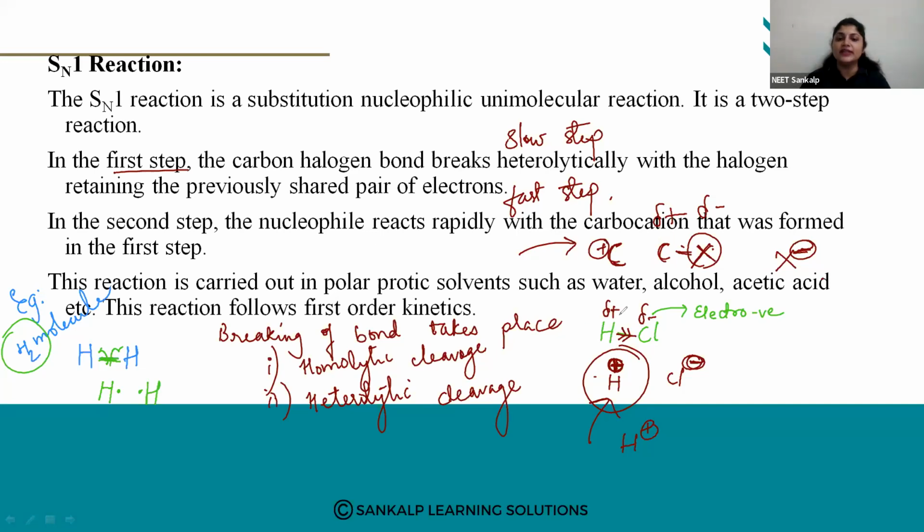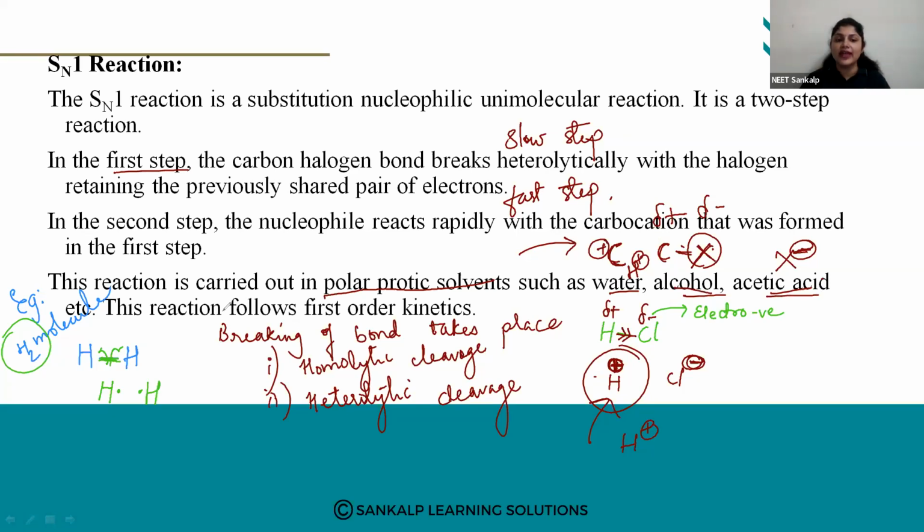So what is present here? Polar protic solvent means there will be the presence of hydrogen bonding between the solvent molecules. Water, alcohol, acetic acid carry hydrogen bonding. So this reaction is always carried out in a polar protic solvent. They will have protons, free protons are available in all the conditions.